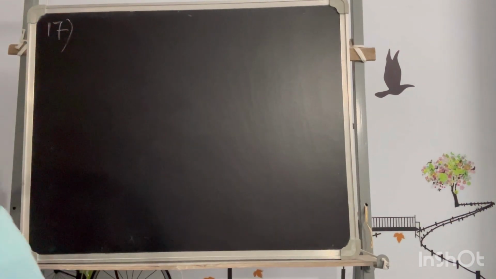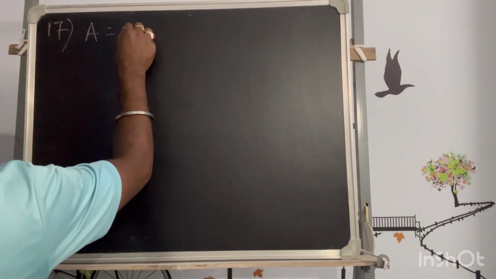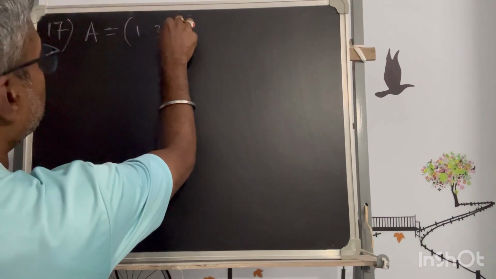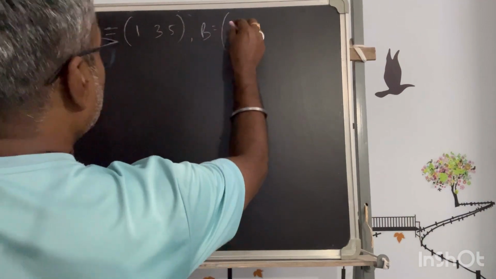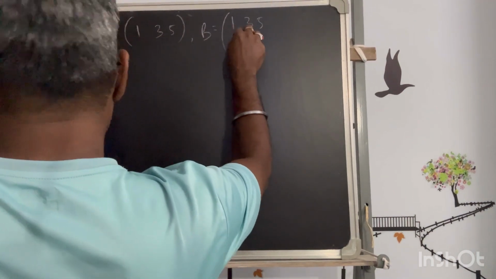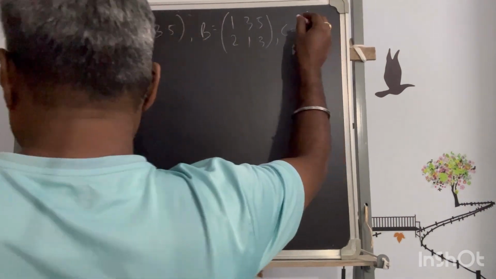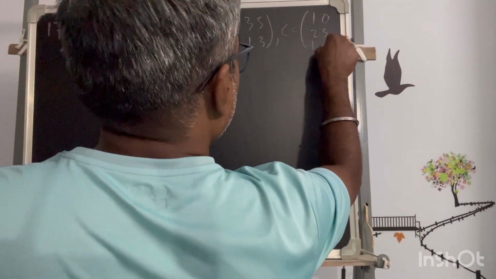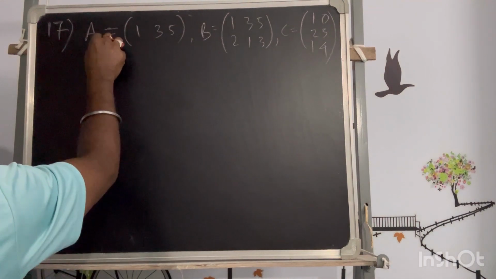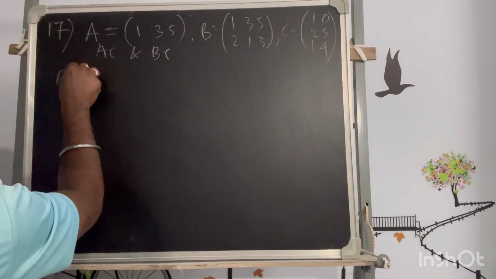Okay. So it says to find the product, where A is given as 1, 3, 5, B is a matrix given by 1, 3, 5, 2, 1, 3, and C is given as 1, 0, 2, 3, 1, 4. So we have to find AC and BC. So let's take AC first.